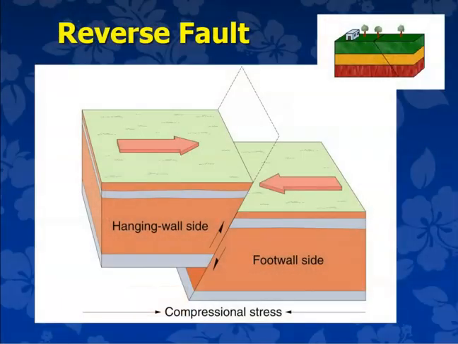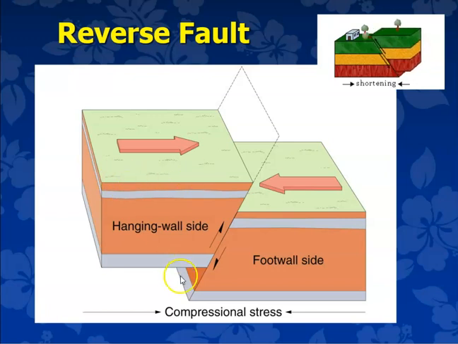Now the reverse fault, this is associated with convergent boundaries. This is compressional stress. Well, we can't push the rock into each other and have them kind of squish and get smaller. So if I push them together, I'm going to end up breaking the rock and pushing one side up kind of on top of the other.